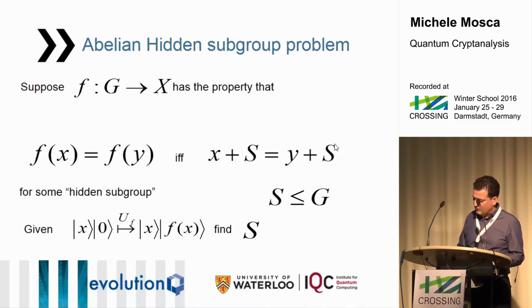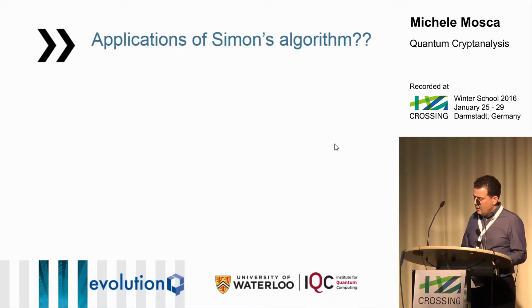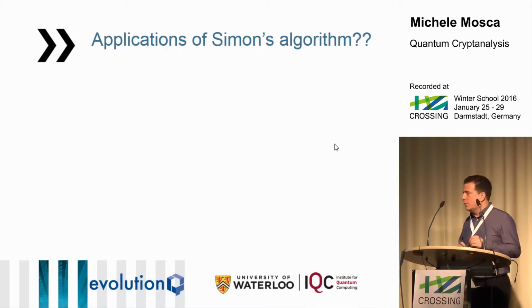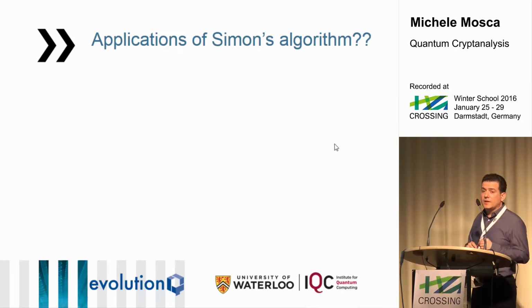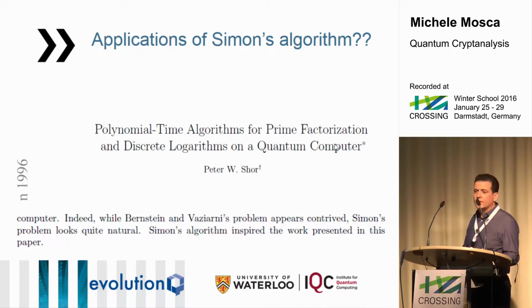Okay, there's a generalization of this that I'll just leave for your reference, and Martin's going to talk about it a bit as well. But I want to just wrap up with potential applications of Simon's algorithm. So the first one I know of, there's a paper that says, Simon's algorithm inspired the work presented in this paper. Any idea what this paper was? Shor's algorithm for factoring. He built on Simon's ideas to come up with a factoring algorithm.